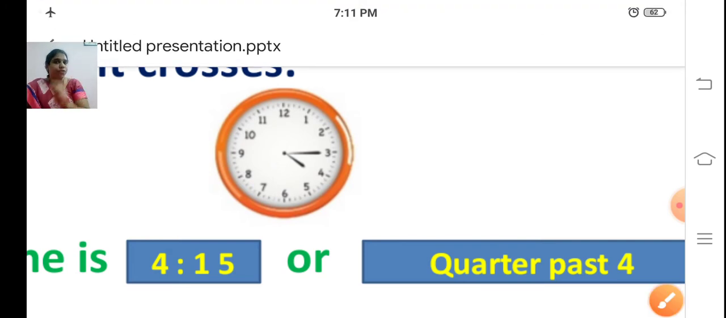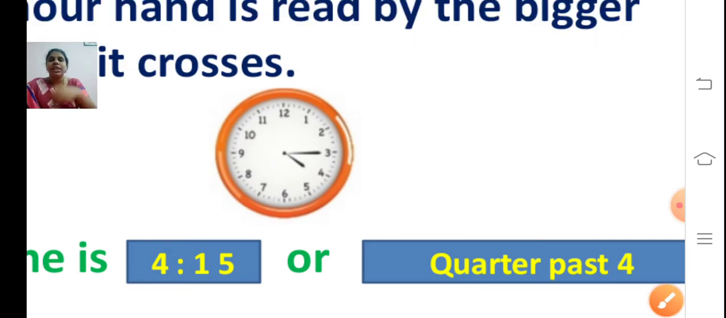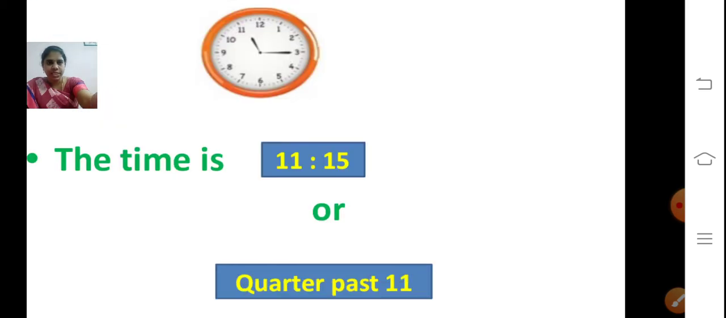So the time is 4:15. Just see, first we have to write the hours, 4 hours. And how many minutes? 15 minutes. How to write this? Quarter past, 15 minutes has passed. So quarter past 4. From 4 o'clock, 15 minutes has passed. One more we'll see.